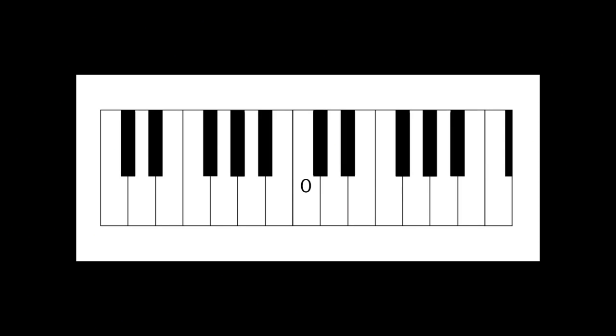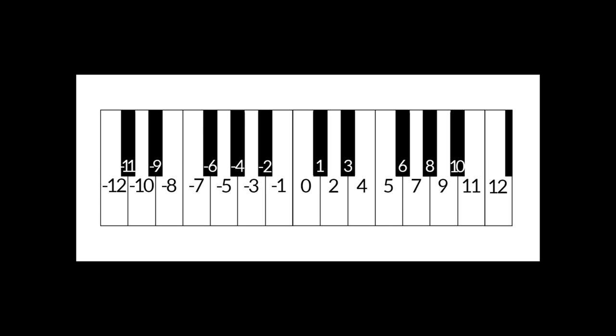0 refers to the root note. The number 1 represents 1 semitone above the root. 2, a whole tone. 12 is an octave. We can use negative numbers as well to get chord tones below the root.